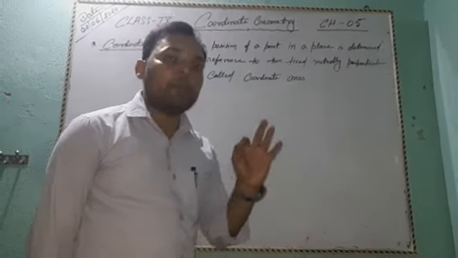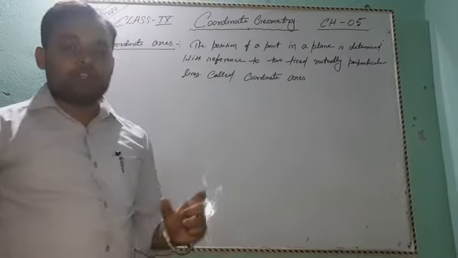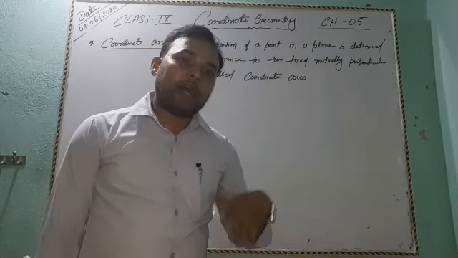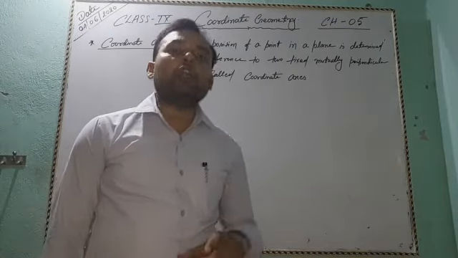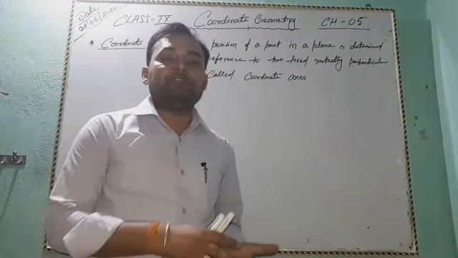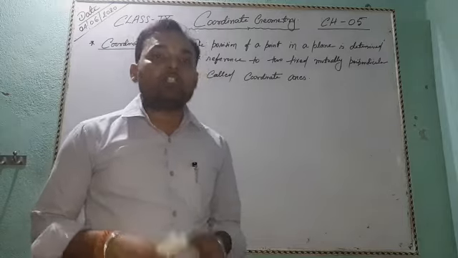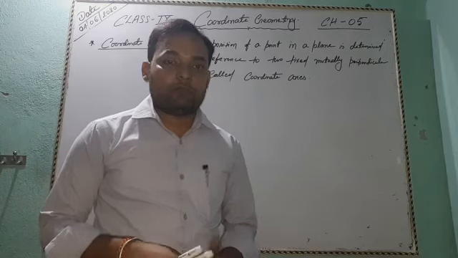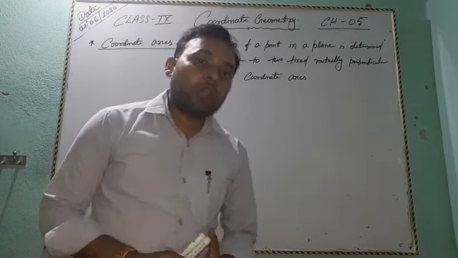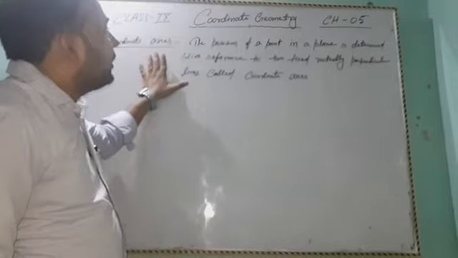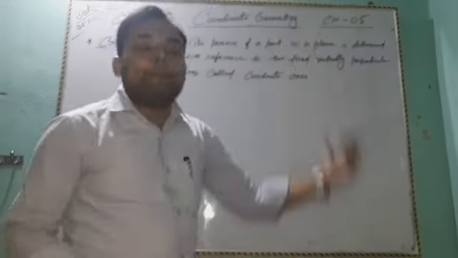The branch of mathematics in which geometric problems are solved through algebra by using the coordinate system is called coordinate geometry. So in this chapter, first is coordinate axes and the position of a point in a plane.